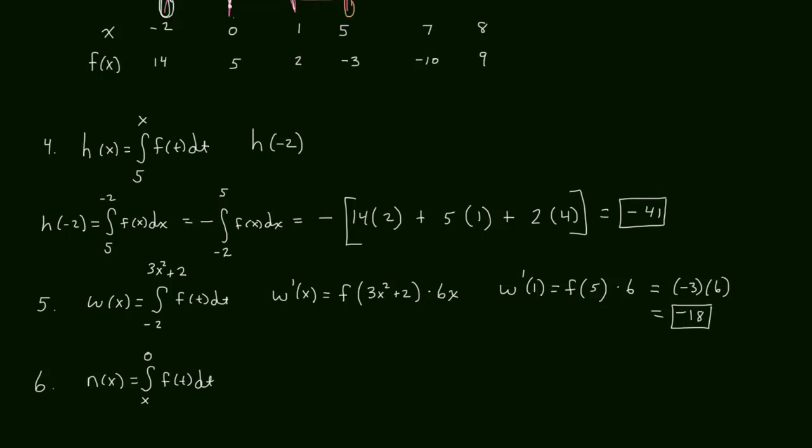Okay, number 6. Last one here. We want to find n prime at 1. So an expression for n prime of x. I see the x is in the lower bound. No chain rule required here. So it's simply negative f of x. And so now n prime at 1 is equal to negative f at 1. And f of 1 evaluates to be 2. So minus the value of 2 gives us negative 2.